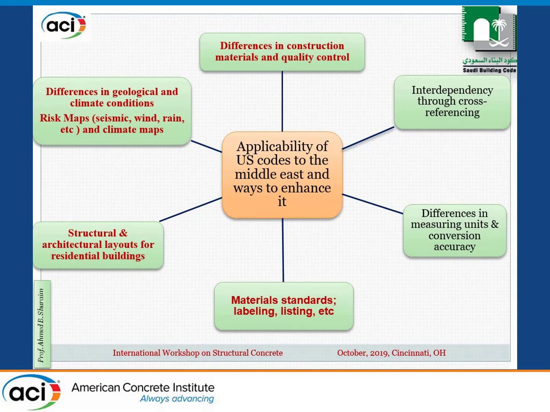The other thing is the codes' differences in measuring units and conversion accuracy. That's really not the ACI, because the ACI has both, but I'm talking in general. We have some issues where the units are a problem, and when you convert them, there is also not that much accuracy. There are also material standards now. For example, you'll find something called UL listing or UL labeling. How are you going to do that when it is just telling you something like this? It's not sufficient to use that statement.